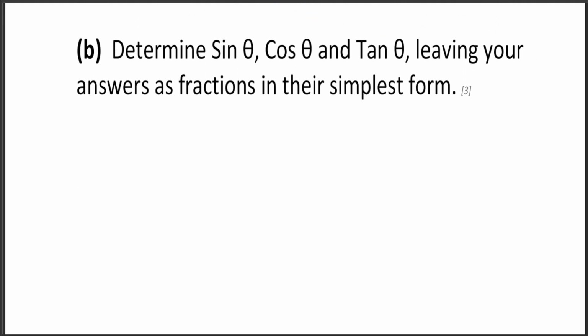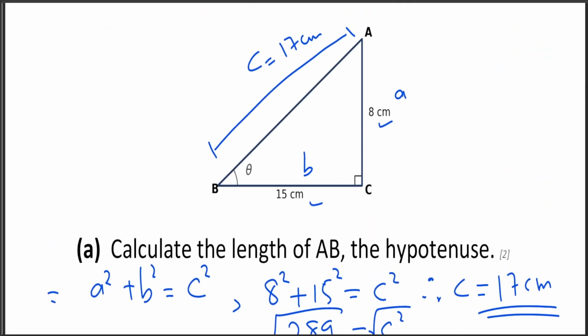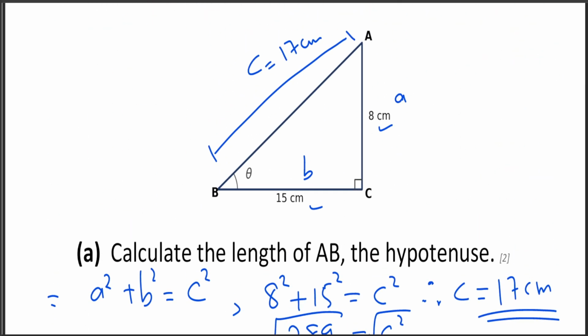Now, question B, determine sin theta, cos theta, and tan theta, leaving your answers as fractions in the simplest form. So let's just write it here. It will be easier for us. Now make sure you highlight everything here, so you know which is your opposite and which is your adjacent. So your opposite is normally this one. This is your adjacent, and this is your hypotenuse.